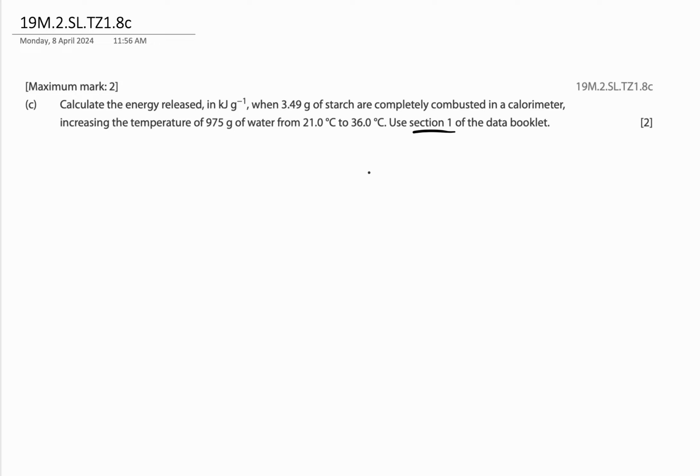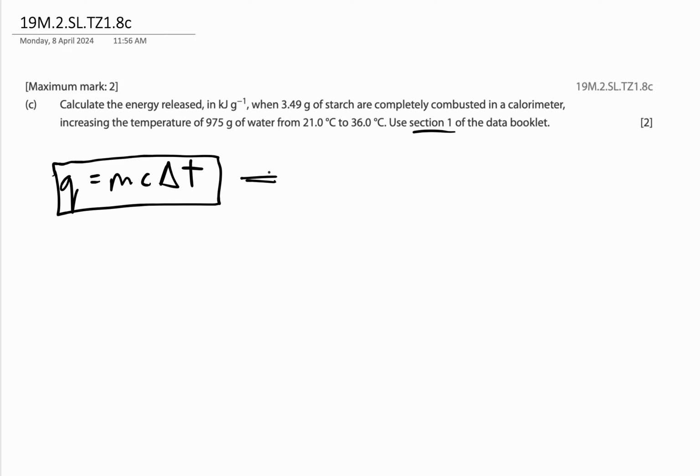Okay, so let's think about this. What is the formula for energy released? It's in your data booklet. The formula is Q is equal to MC delta T. That is your formula. Now within this formula, we can input all our known variables and solve for Q, right? Let's do that. Let's see where that gets us.